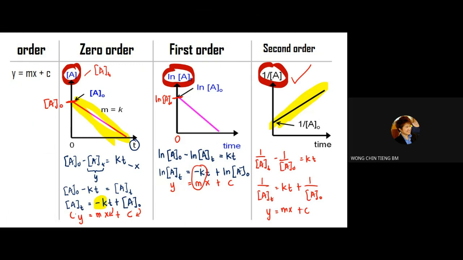Ini je yang susah. Dia bukan susah, dia main dengan Y equals to MX plus C lah. Dia tak susah pun, dia senang je. Kamu nampak dengan kamu tak nampak je lah. Boleh? Question? Surah?